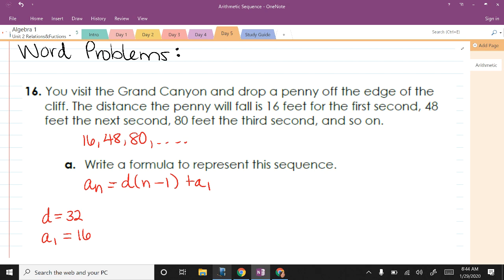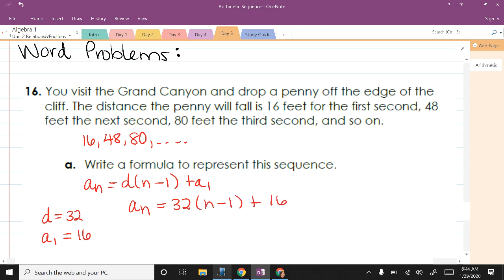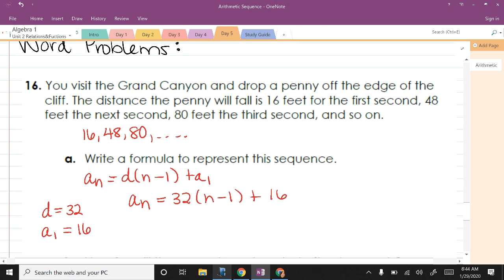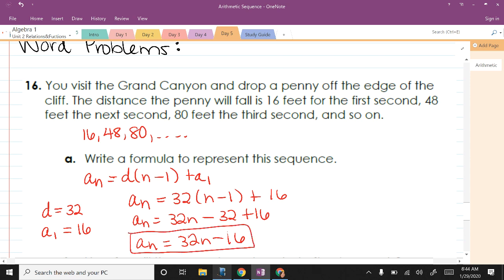So we fill that in. A sub n equals 32 times n minus 1 plus 16. Y'all help me out. Distributing, right? 32n minus 32 plus 16. And then a sub n equals 32n minus 16. That's the formula, isn't it? That's what I wanted us to find on part A. Y'all agree? Okay, that's the formula to find a sequence.